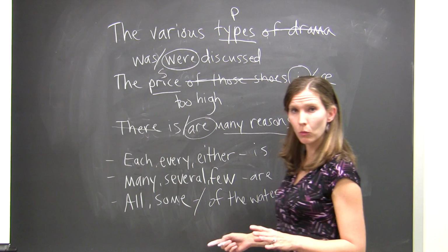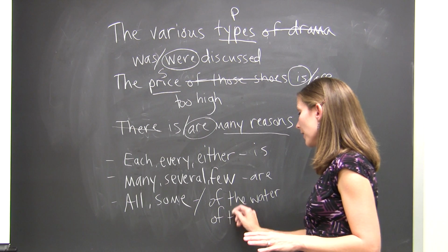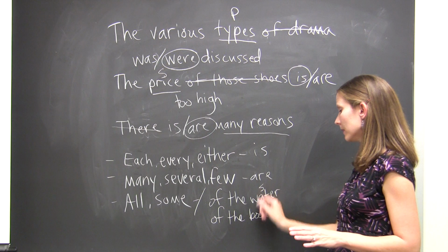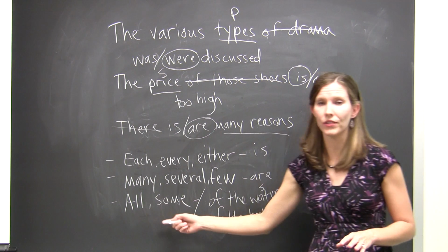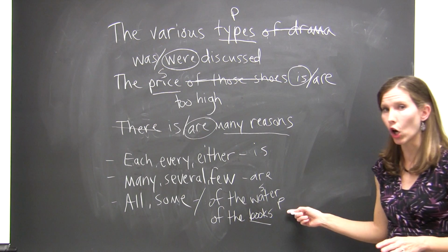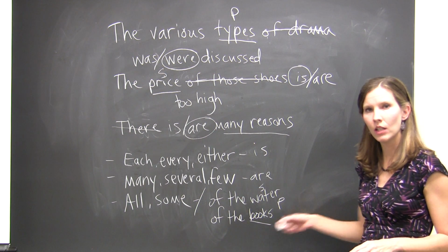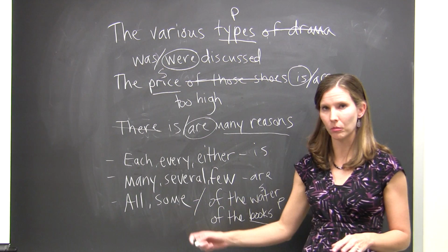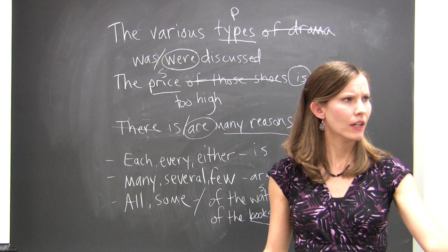If instead it were modifying a plural noun, all of the books or some of the books, books is plural, so in that case all or some would be plural and you would say are. So you would say some of the water is missing, some of the books are missing, because that makes this plural.